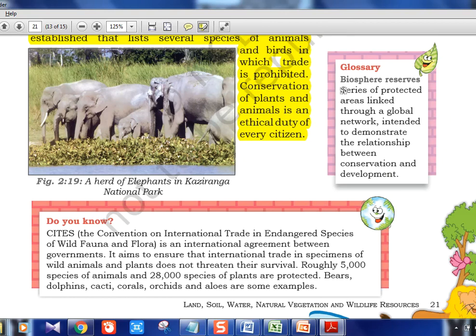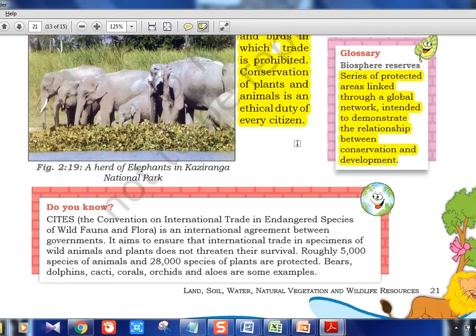Biosphere Reserve: a series of protected areas linked through a global network, intended to demonstrate the relation between conservation and development. In India, 18 major biosphere reserves are there, out of which 10 have been given UNESCO's status under the Man and Biosphere program. That 18 names you should learn, it is important. I will anyway give you the table format on our Facebook page or in our CTS series, but you should learn all the 18 names. The 10th one which got the status was Agasthyamala in Kerala, Tamil Nadu.